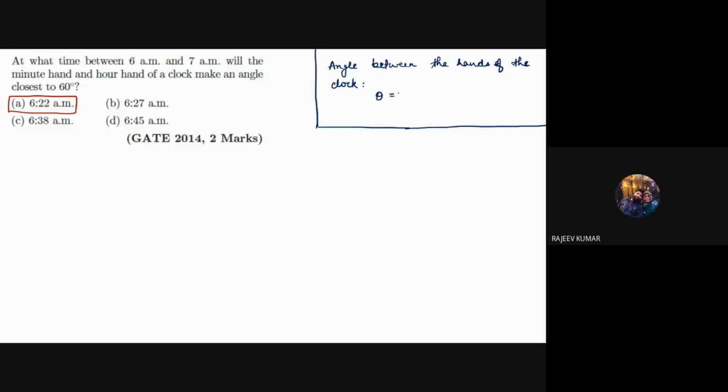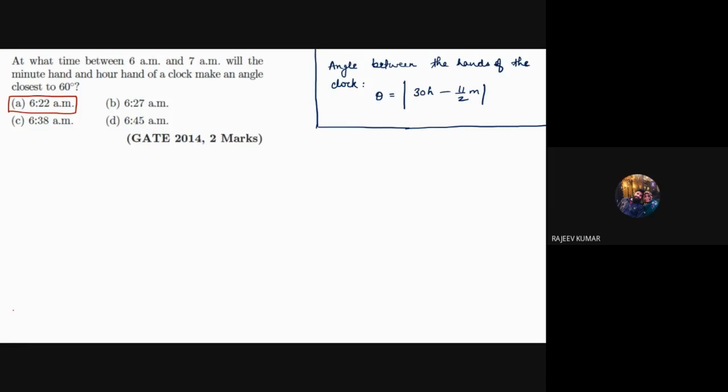Theta, the angle, is equal to 11 by 2 m minus 30 h. It is actually a mod value, but anyway it doesn't make any difference. So 30h minus 11 by 2 m, where h is your hour and m is a minute. Whatever answer comes, that becomes your angle between the hands of the clock. And if you want the external angle, you have to subtract it from 360 degrees. So this is a shortcut that you need to remember.